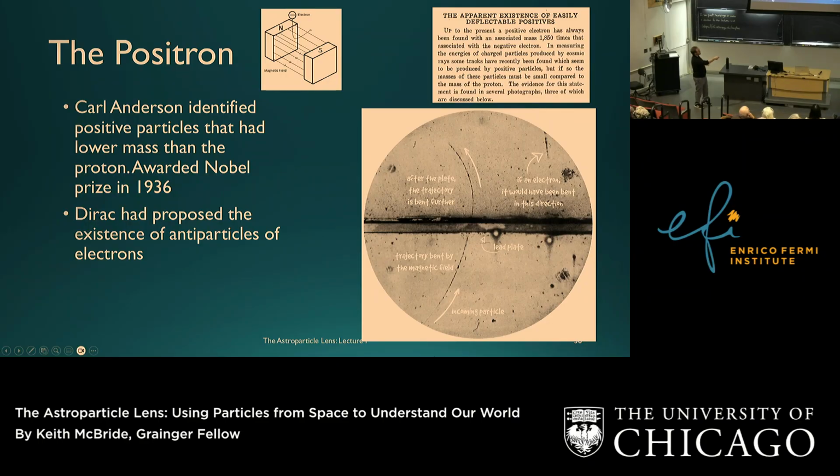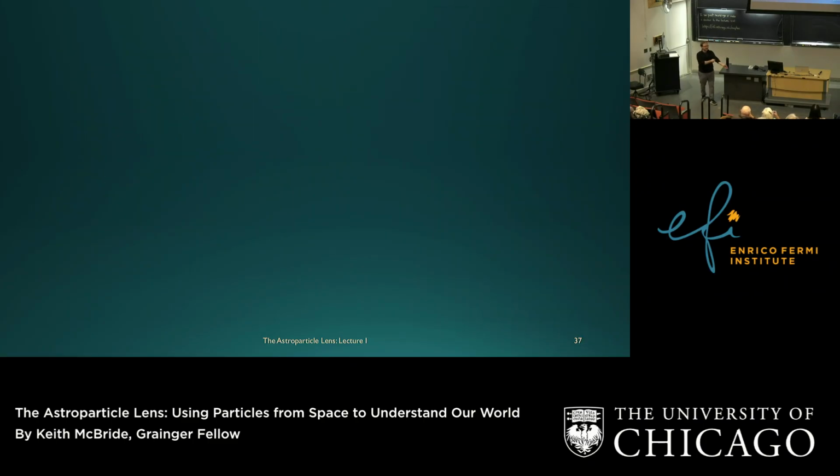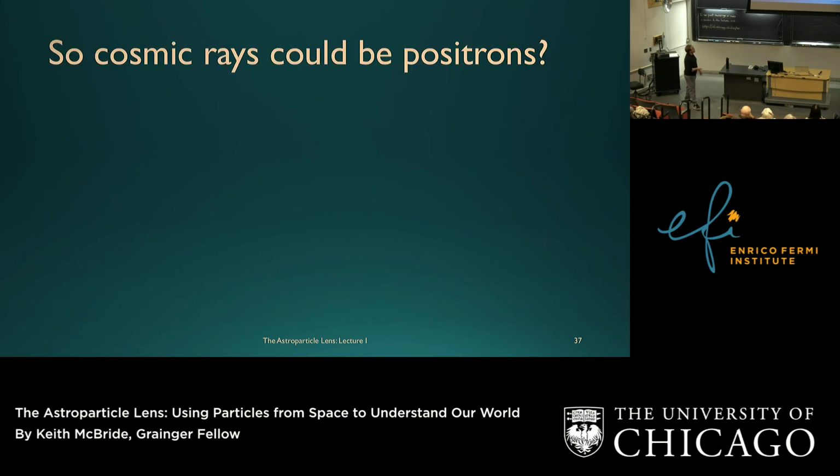So anyway, this is what was observed in the cloud chamber, that this particle that was coming in bent in the wrong direction, where an electron would have been going the other way, right? But it was bending so much that they knew the mass of it as well. It was not a proton. And so could cosmic rays be these positively charged particles, these positrons? The answer is no, sadly. I'm leading you astray, right?